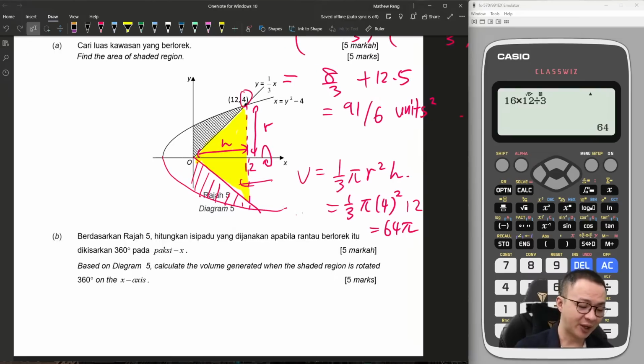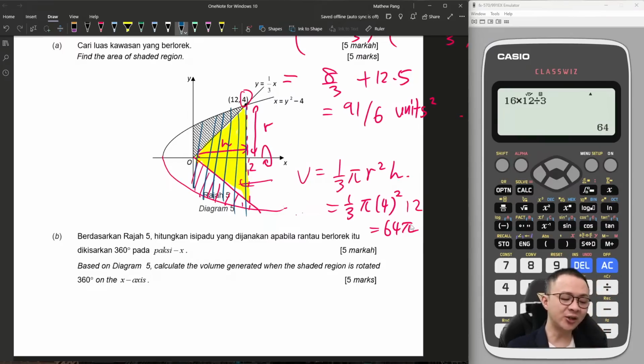Right now, I will integrate the whole thing. Because if I integrate the curve and rotate on the x-axis, I will get the whole area like this. So in order to get the shaded region rotated, I will need to minus the 64 pi, which is the yellow cone. I hope you get the idea.